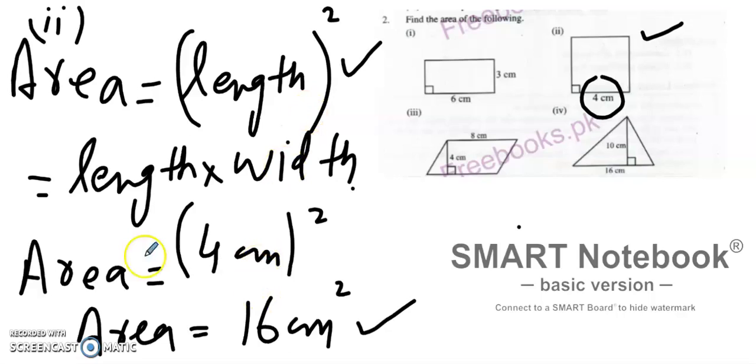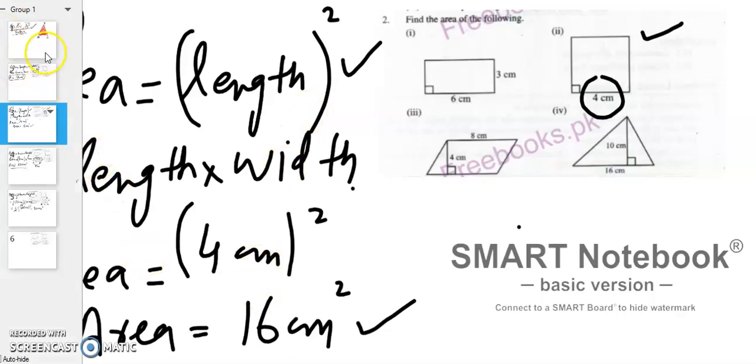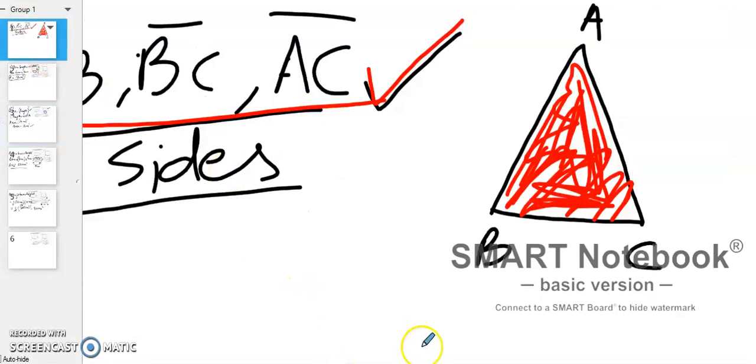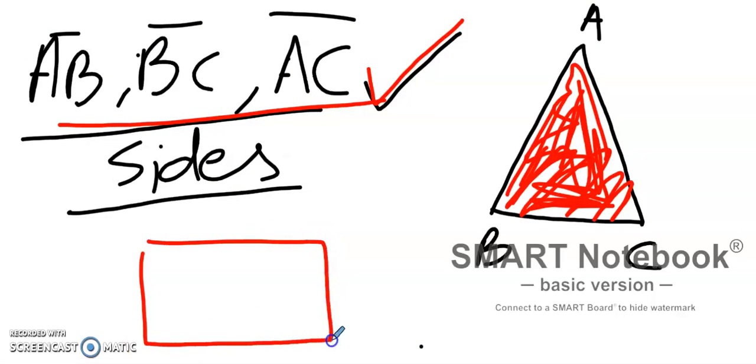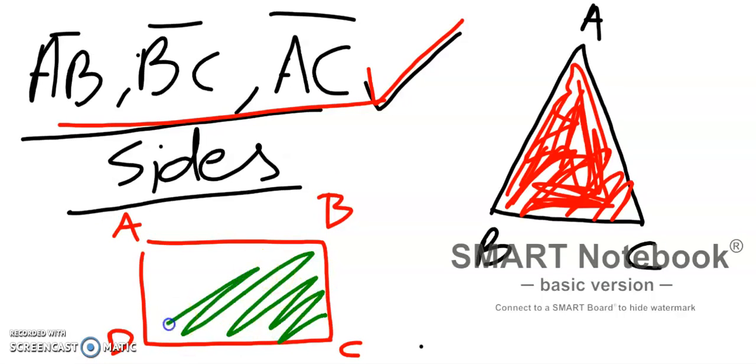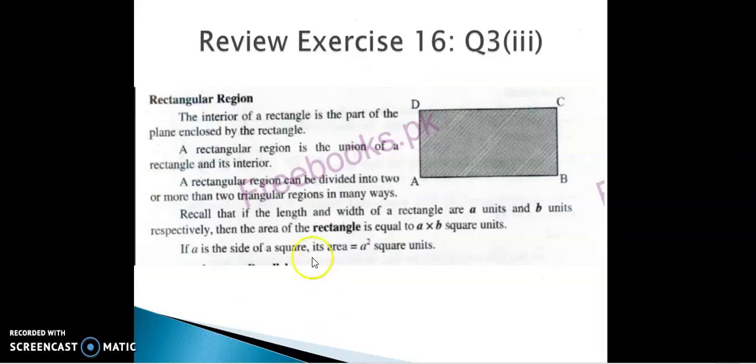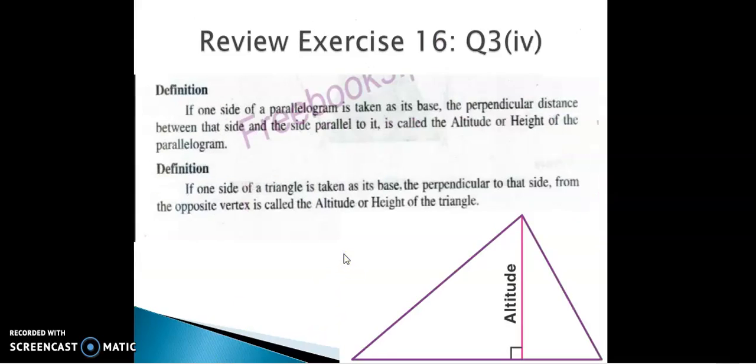Okay, so triangular region has the same concept as rectangular region. This is the rectangle having sides A, B, C, D. This is known as the rectangle, and this is the interior. So the union of a rectangle and its interior is known as a rectangular region. Okay, coming on to the next definition.